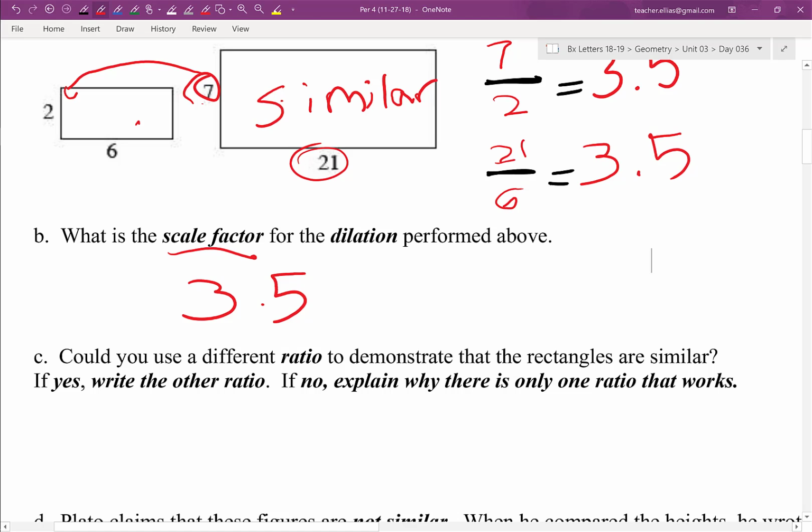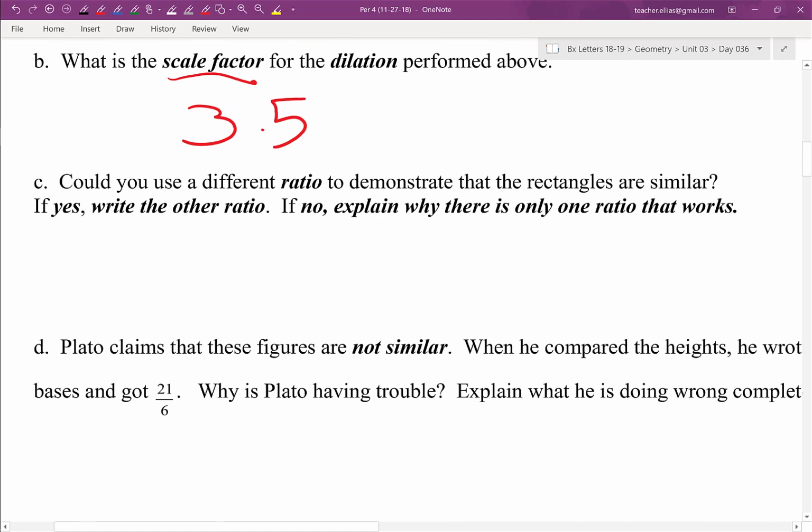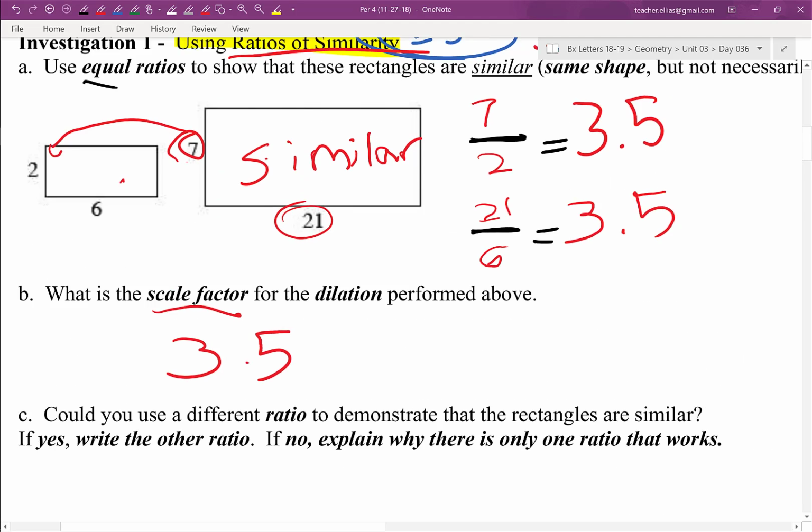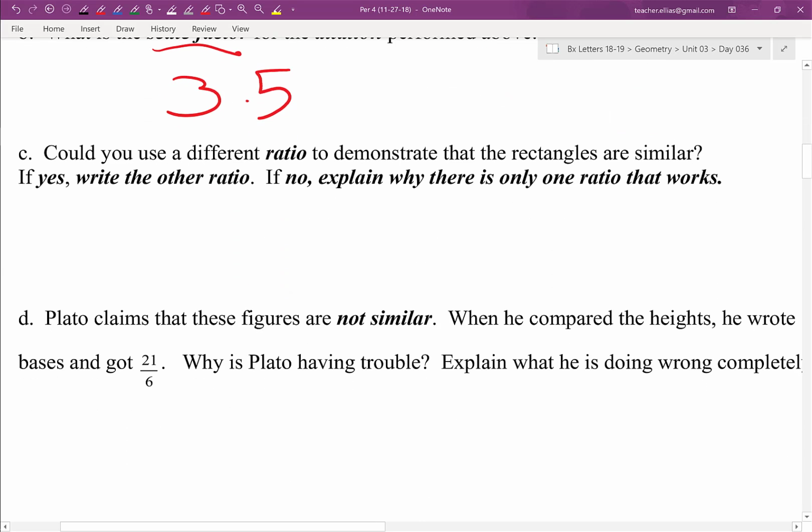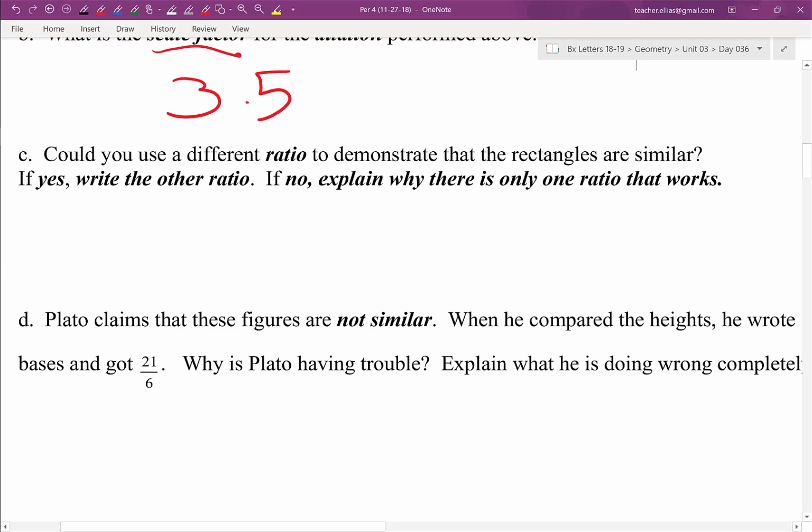Now do C. Let's do C together. You think you can write a different ratio? What is it? Does that equal 3.5? It has to equal 3.5. So just do something times 3.5. 3.5 over 1. Wow, that's an amazing ratio.